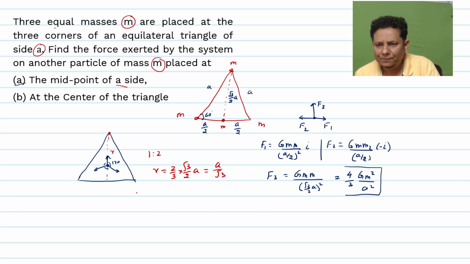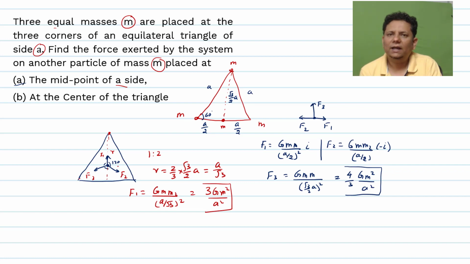So this will be the distance, and if we calculate the force, let's call it F1. F1 will be equal to G m1 m2 divided by this square, (a by root 3) square, so this will be equal to 3 G m square divided by a square. This is the magnitude of force 1, and F2 and F3 will have the same magnitude because the distance is the same. Since they are at an angle of 120 degrees, as we have studied in the chapter of vectors, if three forces have equal magnitude and equal angles of 120 degrees, they will cancel each other out, so our final result will be 0.